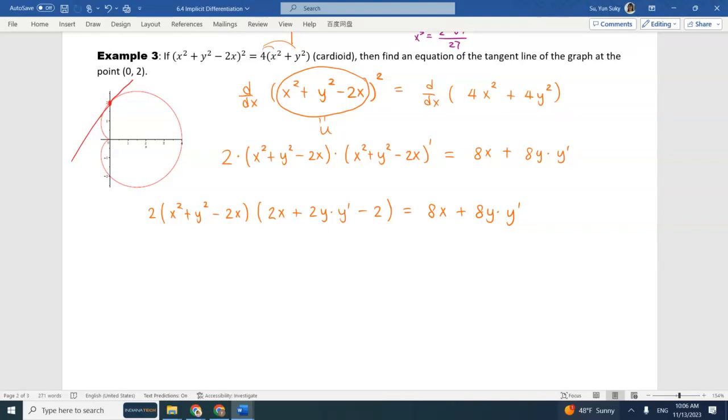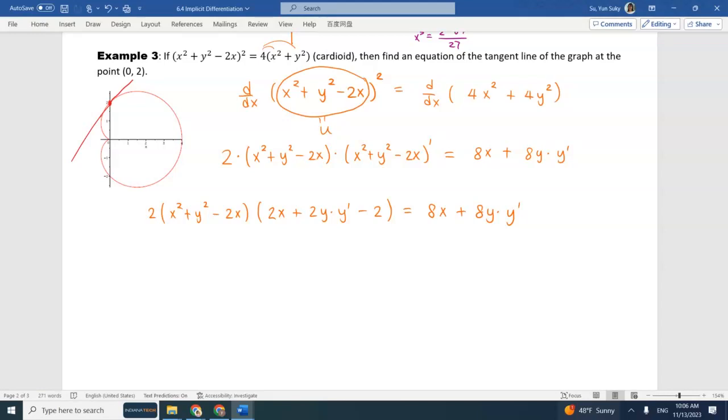Okay, so for the previous problems, we would try to move the terms with y prime to the left hand side and move the terms without y prime to the right hand side. But do you see this is a multiplication? If you want to separate the terms with y prime and without y prime, you will need to distribute. So if you want to solve for y prime, you need to distribute and move all the terms with y prime to the left hand side and all the terms without y prime to the right hand side.